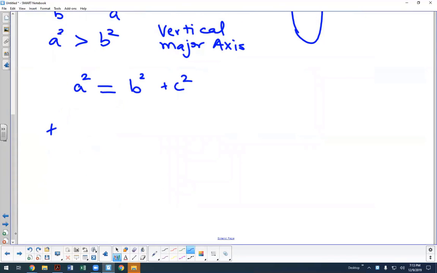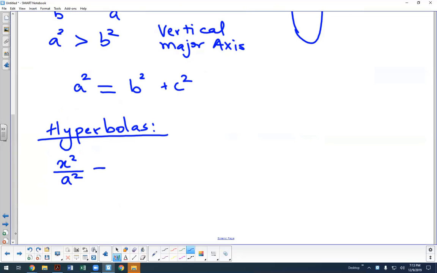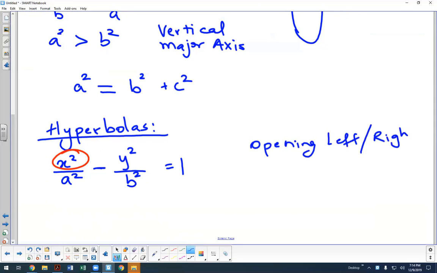For hyperbolas, we've got x squared over A squared minus y squared over B squared equals 1. So since x squared is the first variable, this is opening left and right. It's going to open like this, okay?